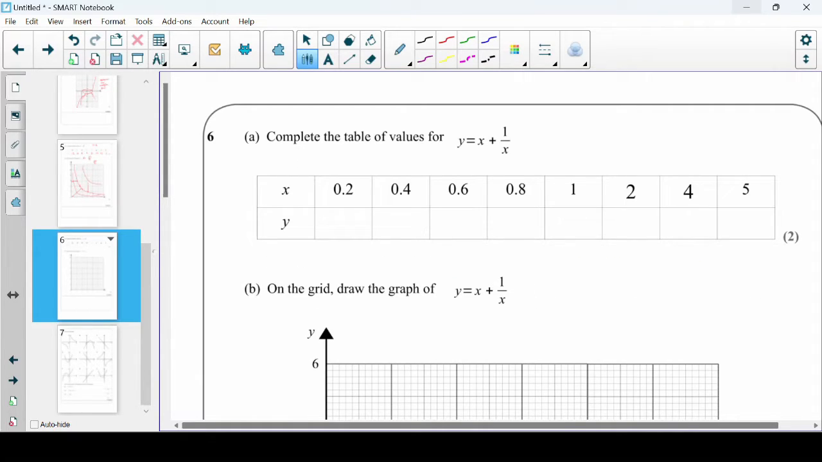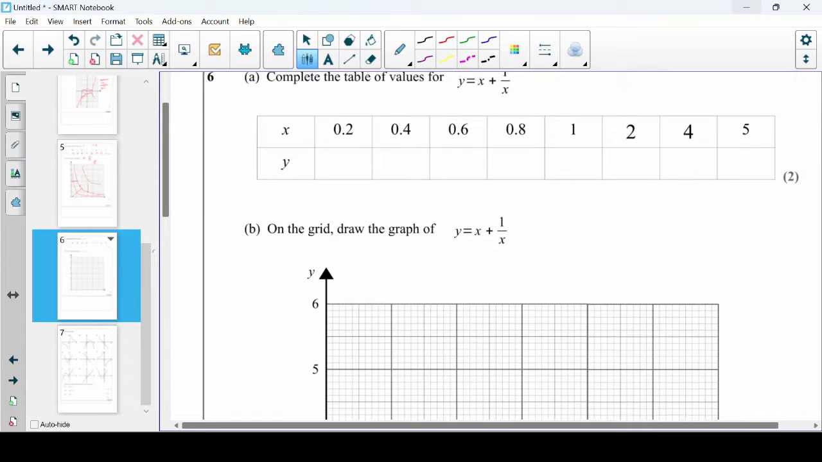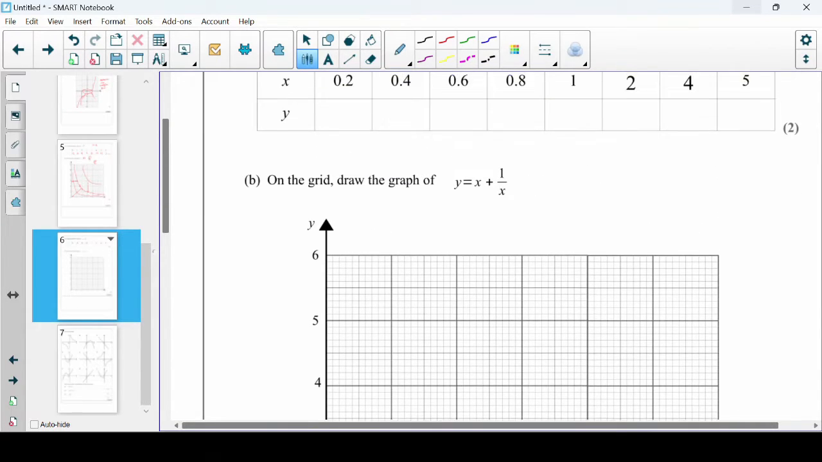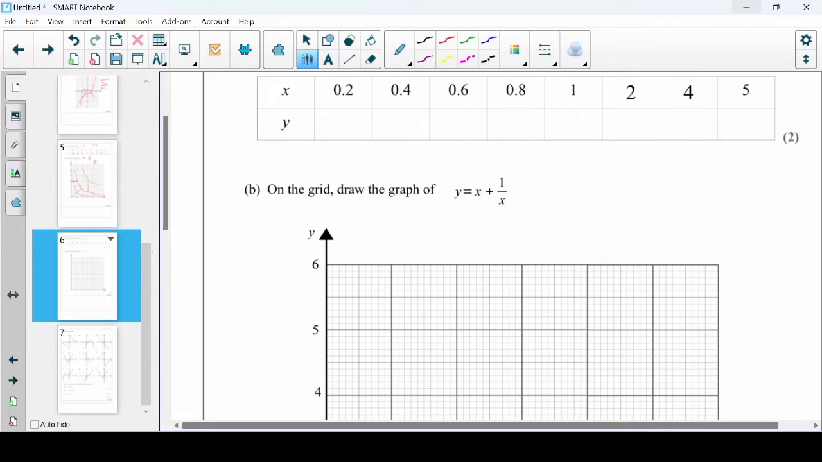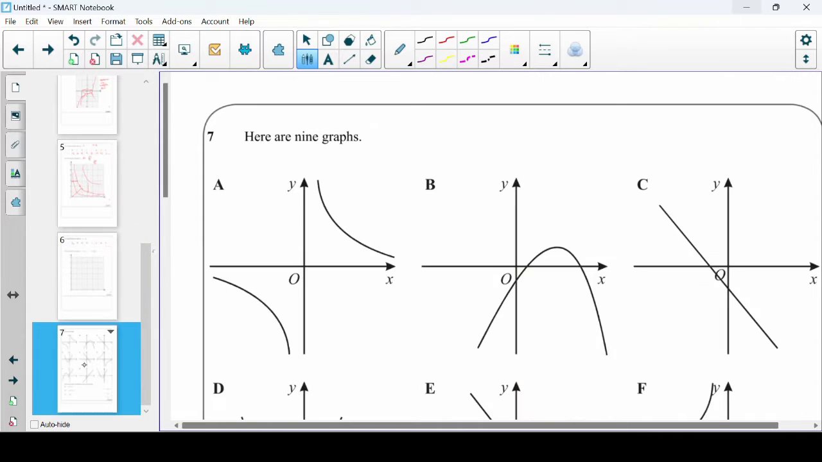Okay, so in the next question, this is also a kind of inverse, and it has both an inverse and a linear function. So let's see how this kind of graph works. The method is the same. If its first value is 0.2, then you have to put in 0.2 plus 1 over 0.2 and find all these values, and then plot. But I will not waste time in plotting this one. I'll go straight to the next kind of graph, where you can recognize them by the shapes.